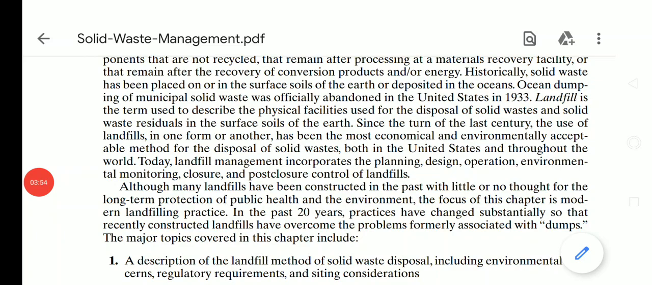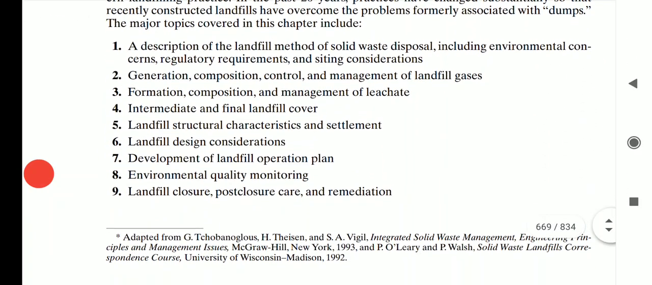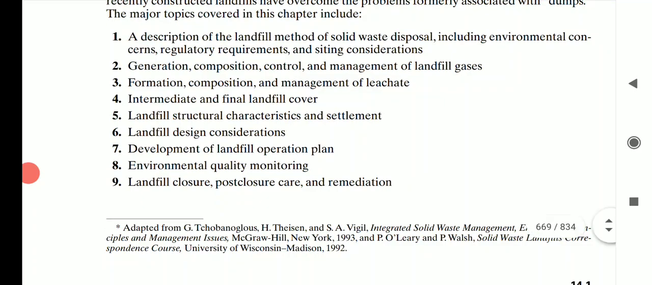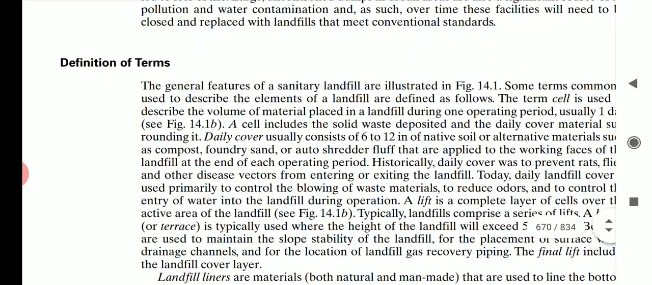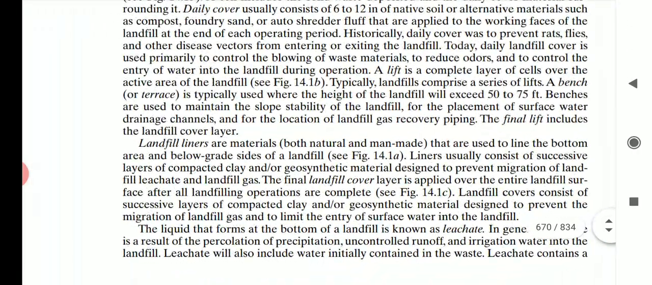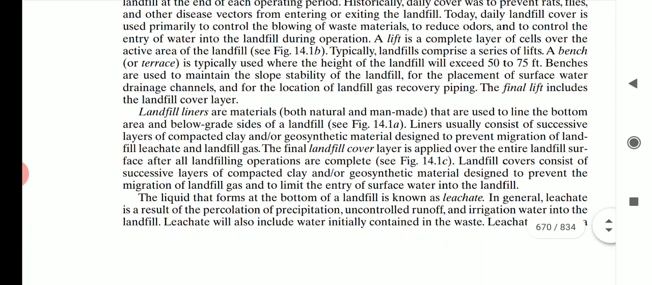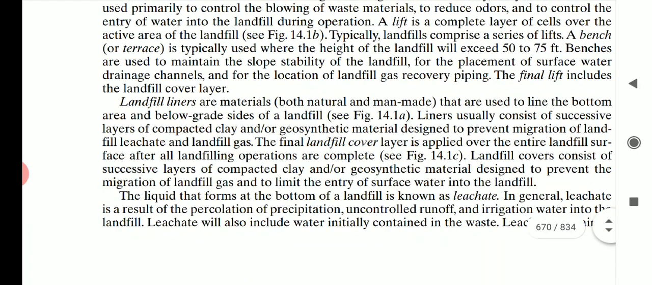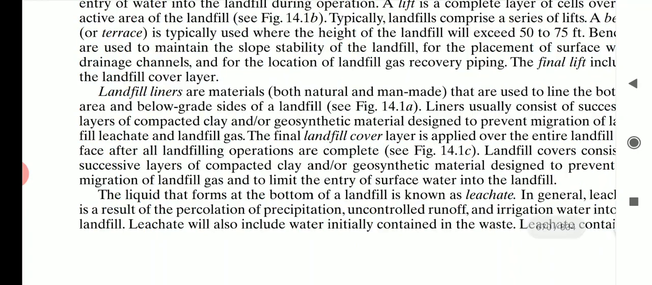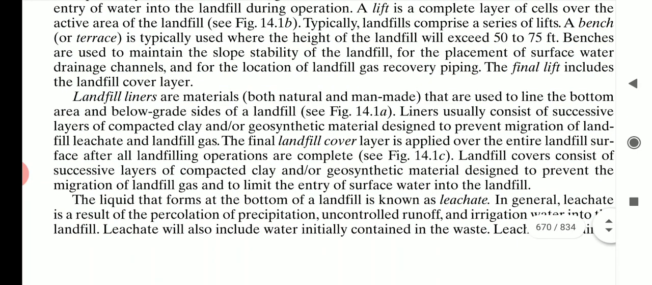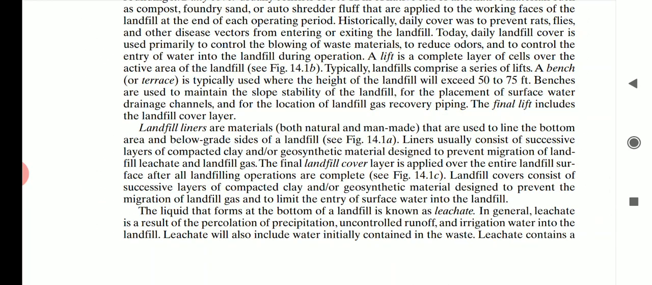So when you are preparing a landfill, we use different types of engineering technology, and we'll use different terms that you will get to know as I explain them. The first one is the landfill liner. Important, remember this. Landfill liners are materials used to line the bottom area and below grade sides of a landfill. Liners usually consist of successive layers of compacted clay or geosynthetic material designed to prevent the migration of landfill leachate and landfill gas.